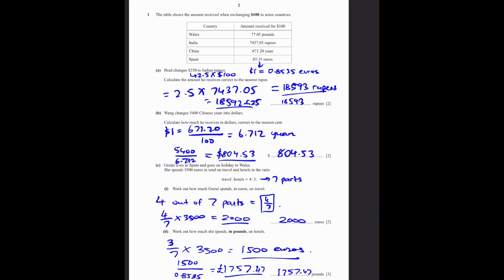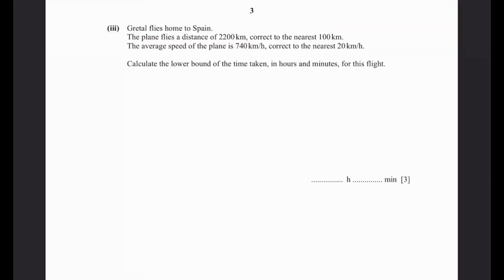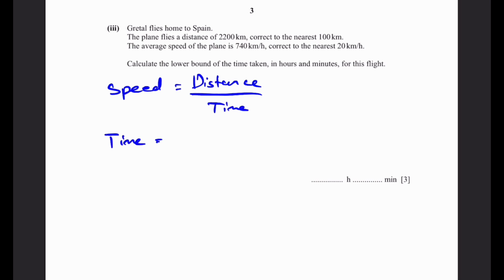Now let's go to part 3. Gretel flies home to Spain. The plane flies a distance of 2,200 kilometers, correct to the nearest 100 kilometers. The average speed of the plane is 740 kilometers an hour, correct to the nearest 20 kilometers an hour. Calculate the lower bound of the time taken in hours and minutes for this flight. So first of all, we know that the equation for speed is distance by time. Now we can rearrange this to make it time is equal to distance by speed.